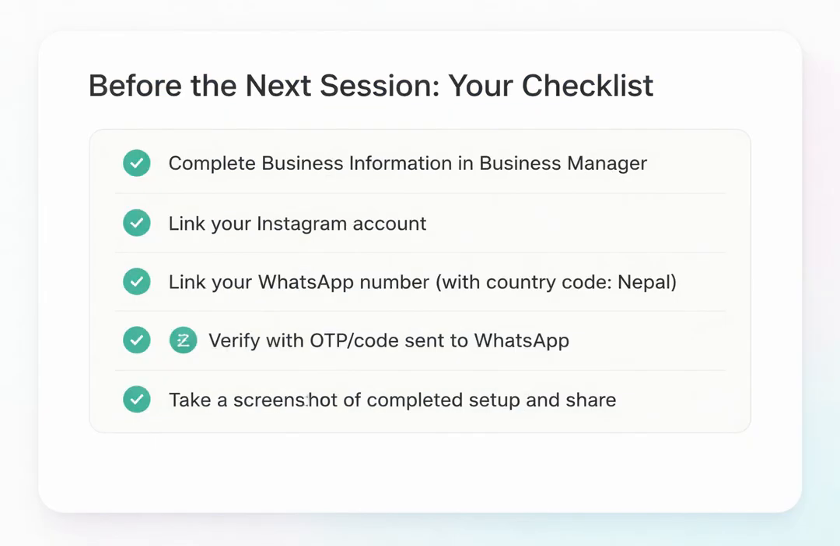Before moving forward, the instructor gives students a very clear checklist of things to complete on their own. First, go into Business Manager and fill out all your business information. Explore every section. Second, if you haven't already linked your Instagram account, do that now. Third, link your WhatsApp number and make sure you select Nepal as the country code when you do. Once you enter the number, you'll receive a verification code. Enter that code and you're connected.